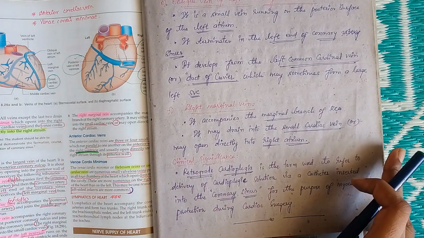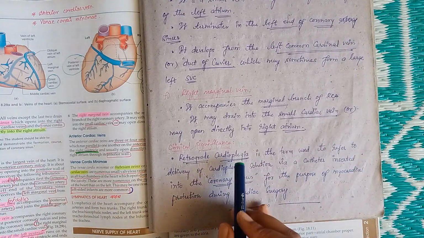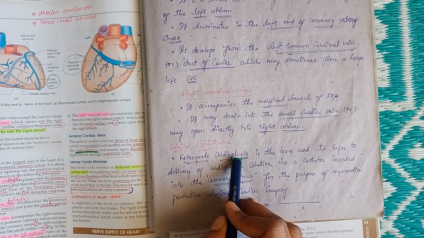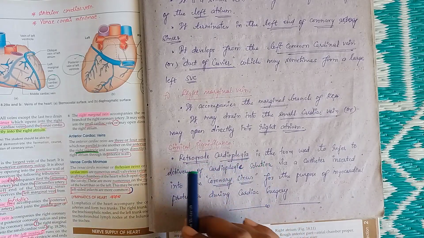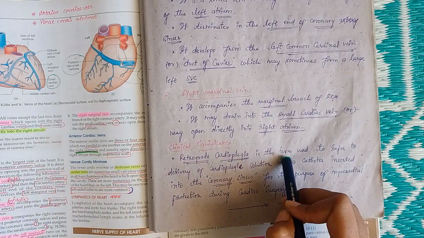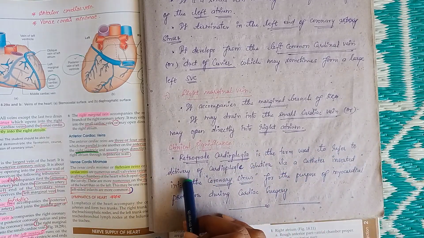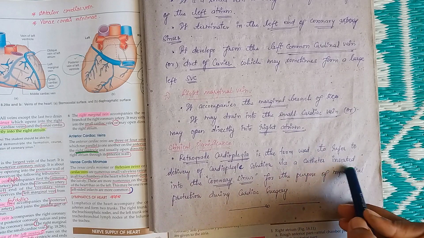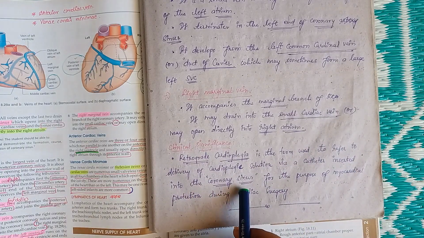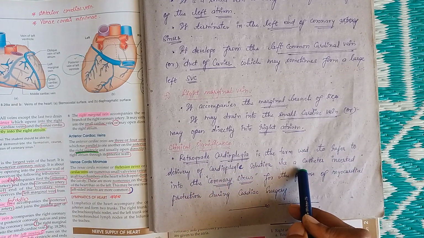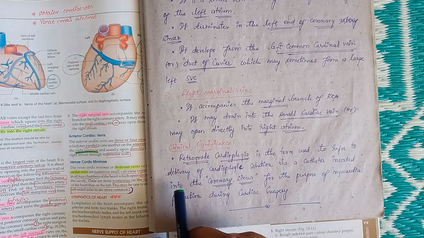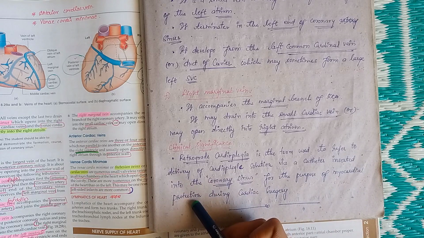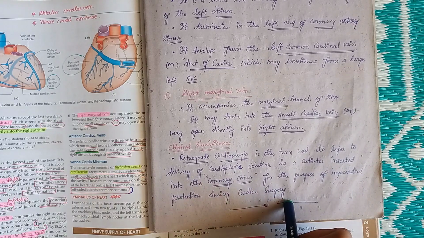And then finally, a clinical significance. Here, retrograde cardioplegia. What is retrograde cardioplegia? It is a term used to refer to delivery of cardioplegic solution via a catheter inserted into the coronary sinus, for the purpose of myocardial protection during cardiac surgery.